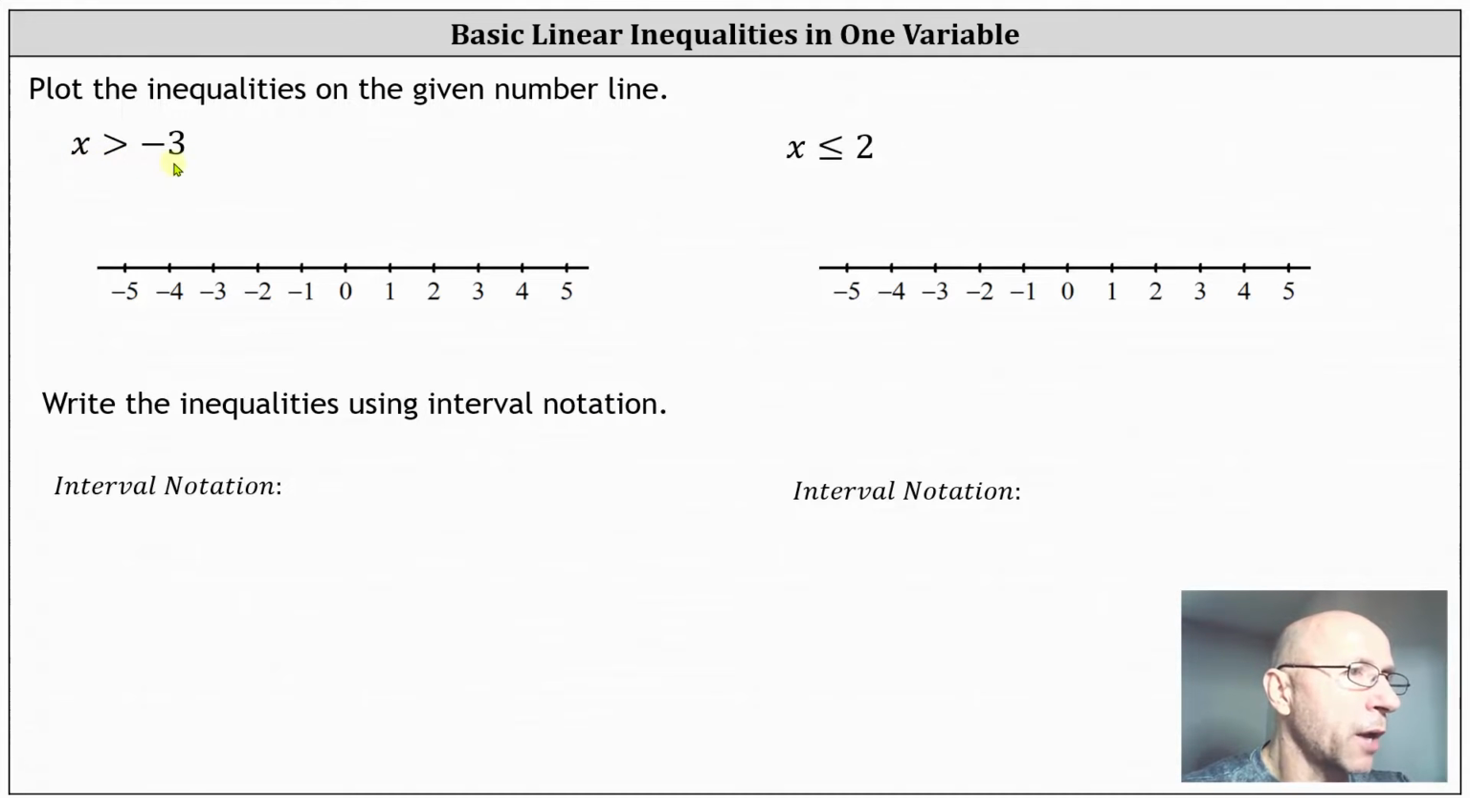Because this interval does not include negative 3, because we read this as x greater than negative 3, not greater than or equal to negative 3, we make an open point on negative 3. This indicates negative 3 is not in the interval. And because x is greater than negative 3, we draw an arrow to the right.